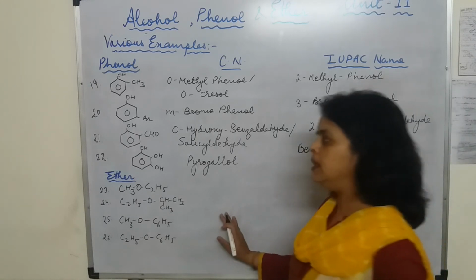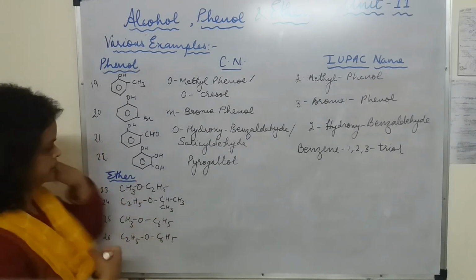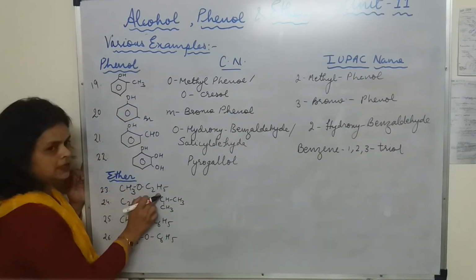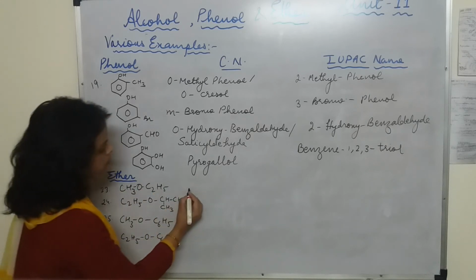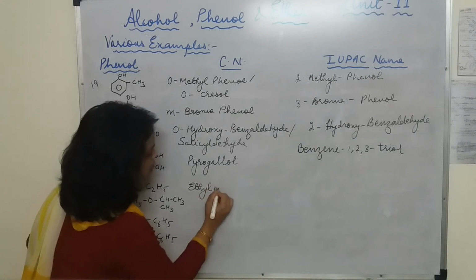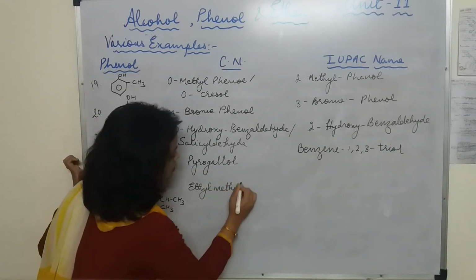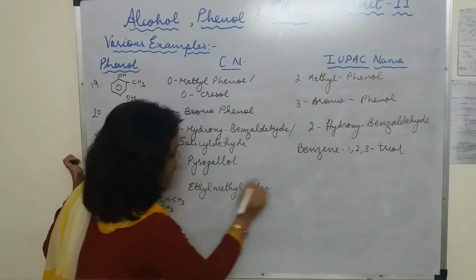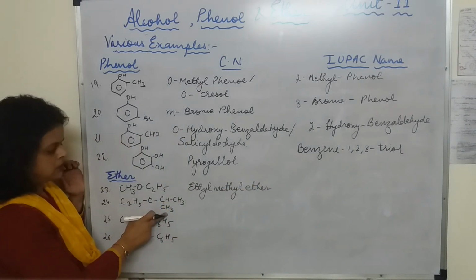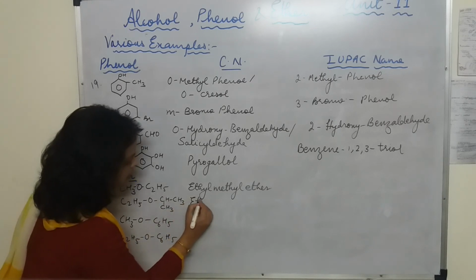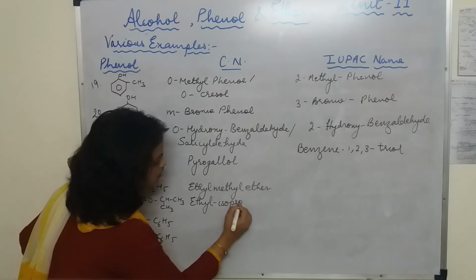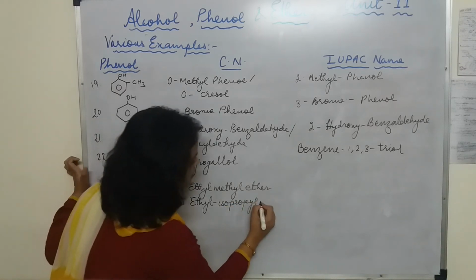Now let's write name for some of the ethers. Here this is the O, and one methyl group is written and one ethyl group it is written. Now alphabetically we are going to take these alkyl groups: ethyl methyl ether. Okay. Now this is ethyl and this is isopropyl. So we are going to write it alphabetically: ethyl isopropyl ether.